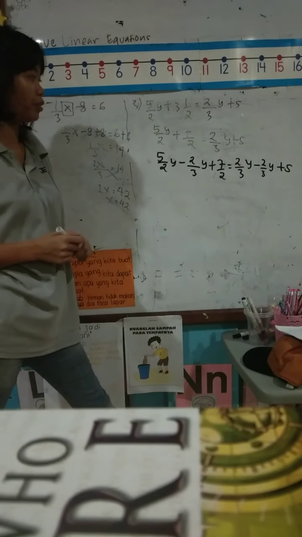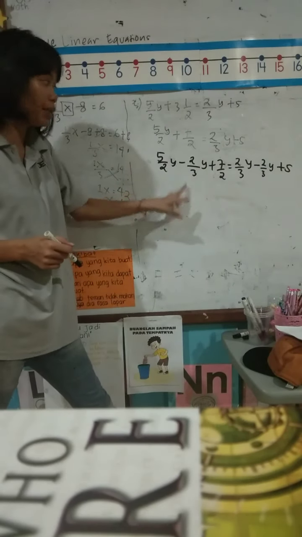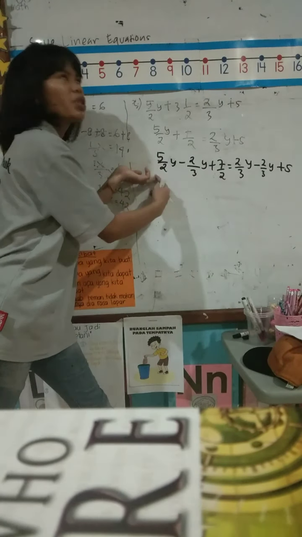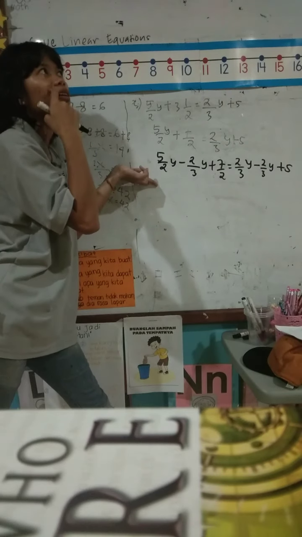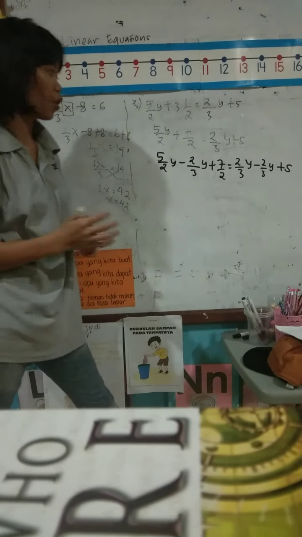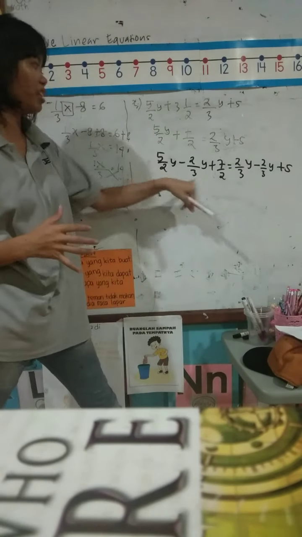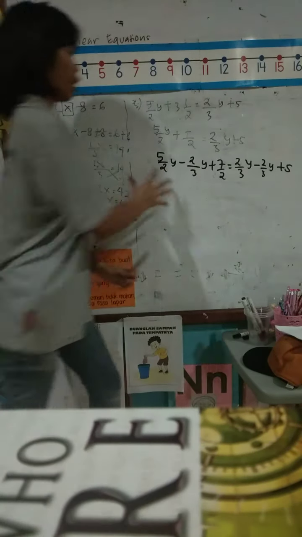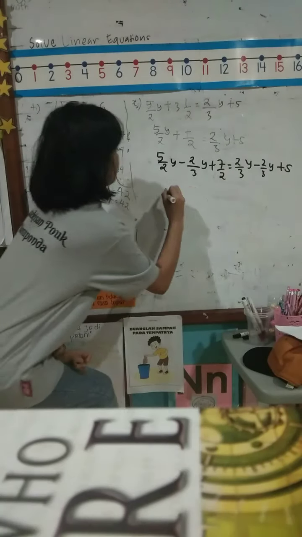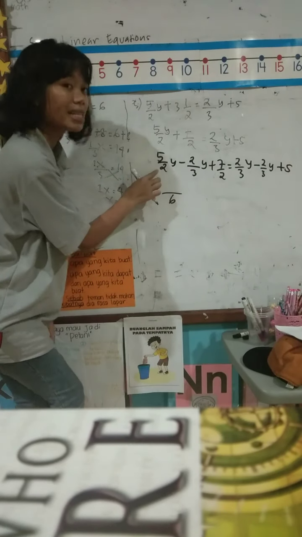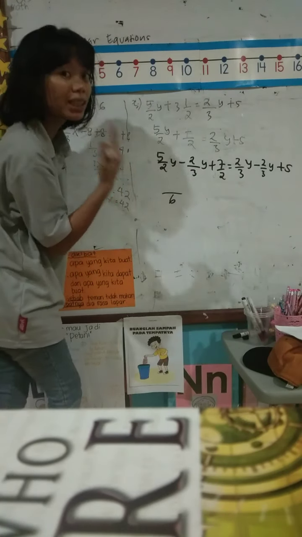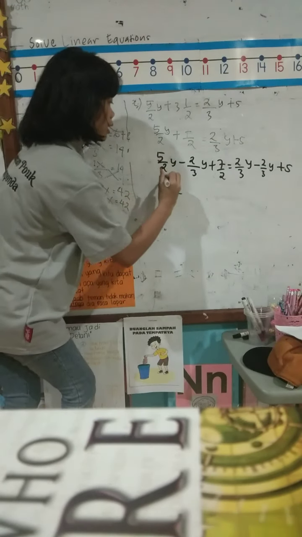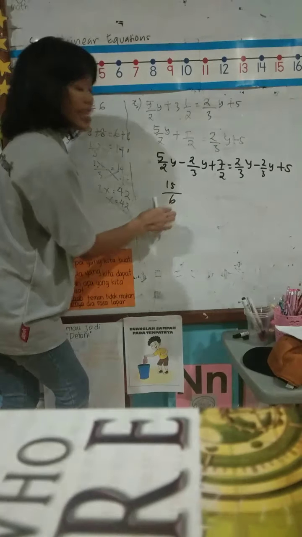John, what should we do? This one has the same variables, but they have different denominators. So make it the same denominator. To make it the same denominator, just find the KPK, the lowest common multiple. So the lowest common multiple is 6. To make it become 6, you multiply with 3. So multiply both numbers by 3. 5 times 3, 15. 2 times 3 is 6.